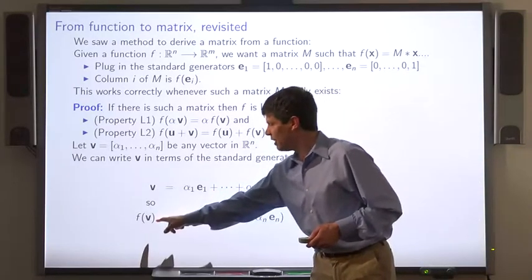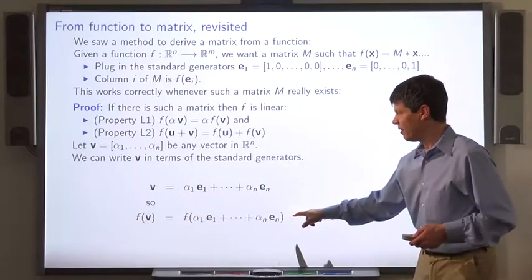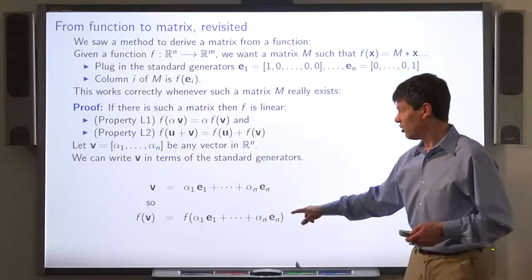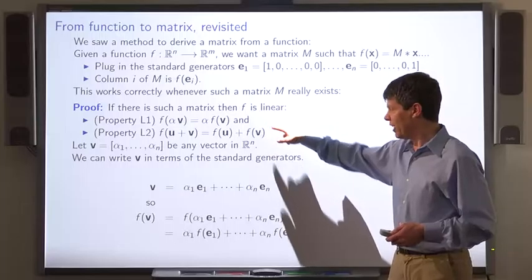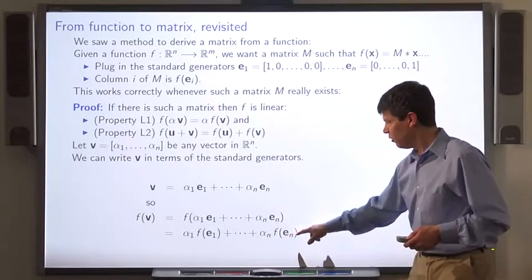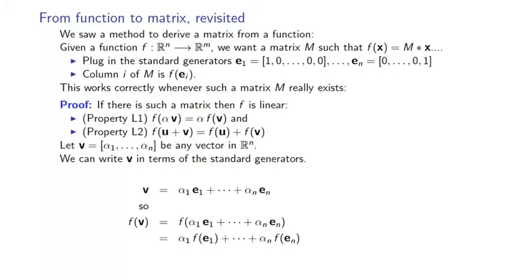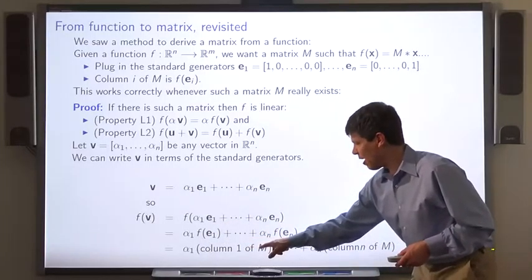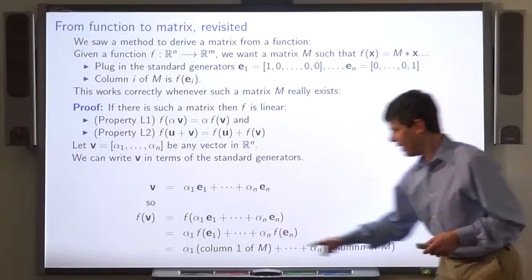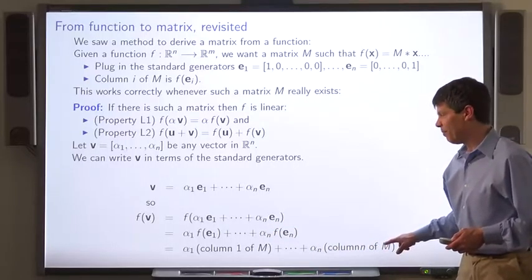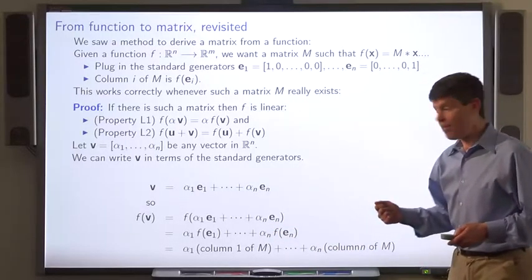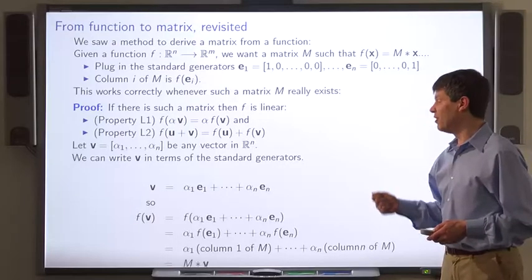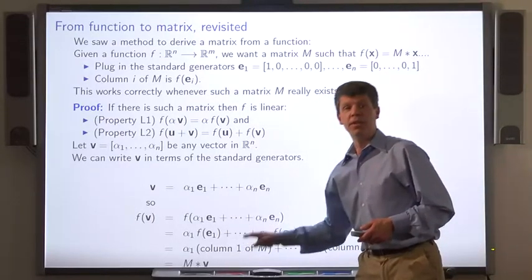So applying the function f to v, we get this. Now we use the properties of linear functions. Using properties L1 and L2, we can convert this to this. We define the matrix M so that its first column is f of v1, its second column is f of v2, and so on. So we replace these by column 1 of M, and so on. So what we have is a linear combination of the columns of M. And by the linear combination definition of matrix vector multiplication, that's the product of M times the vector v.